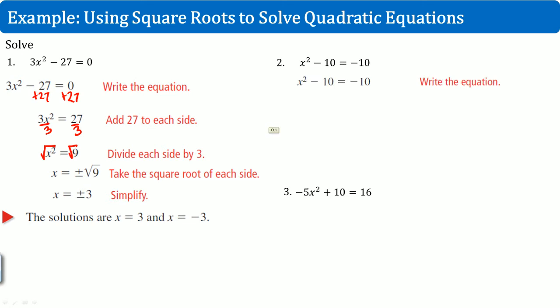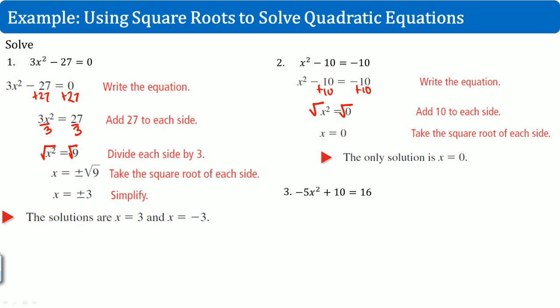First, always rewrite the equation. Now we're going to add 10 to both sides. You get x squared is equal to 0. Notice when you take the square root of 0, in that process, you just get 0. Please notice that the only solution to the square root of 0 is 0. There's only one solution.